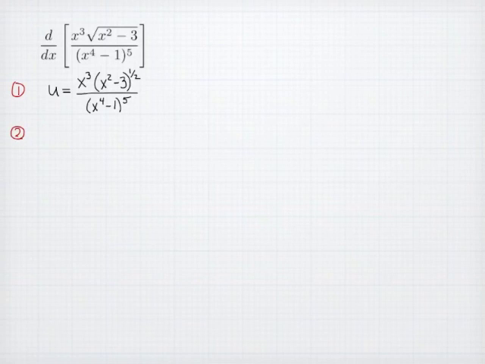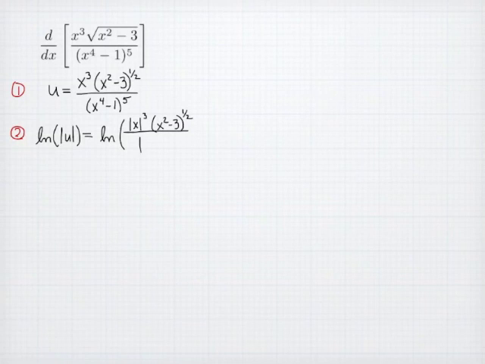Step 2 is to take the logarithm of the absolute value and expand using the rules of logarithms. The absolute value of a product is the product of absolute values, so each of the bases gets absolute value signs. For x squared minus 3, the square root is only defined for positive values, so let's just leave that alone. And x to the 4th minus 1, raised to the 5th power.